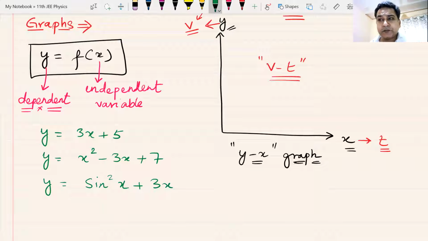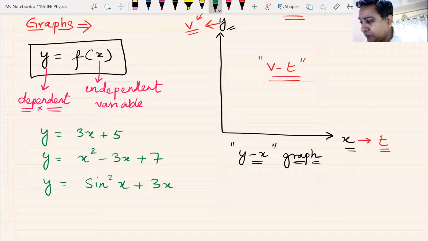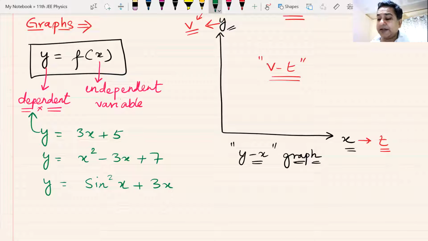Howsoever, whatever be the function, we can always have a function of x which equates y. Here y is the dependent variable, and x is the independent variable.